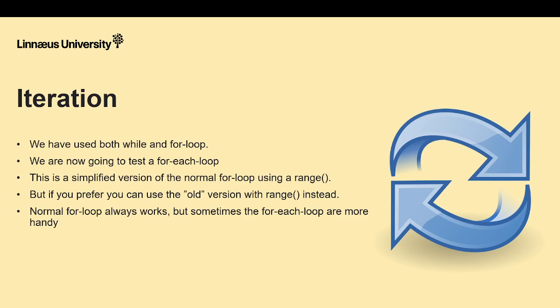In the previous lecture we have used both the while loop and the for loop, and in this lecture we are going to test the for each loop. The for each loop is a simplified version of the normal for loop that uses a range. If you prefer, you can use the old version and not use the for each loop. Normally, the normal for loop always works, but sometimes the for each loop is more handy.